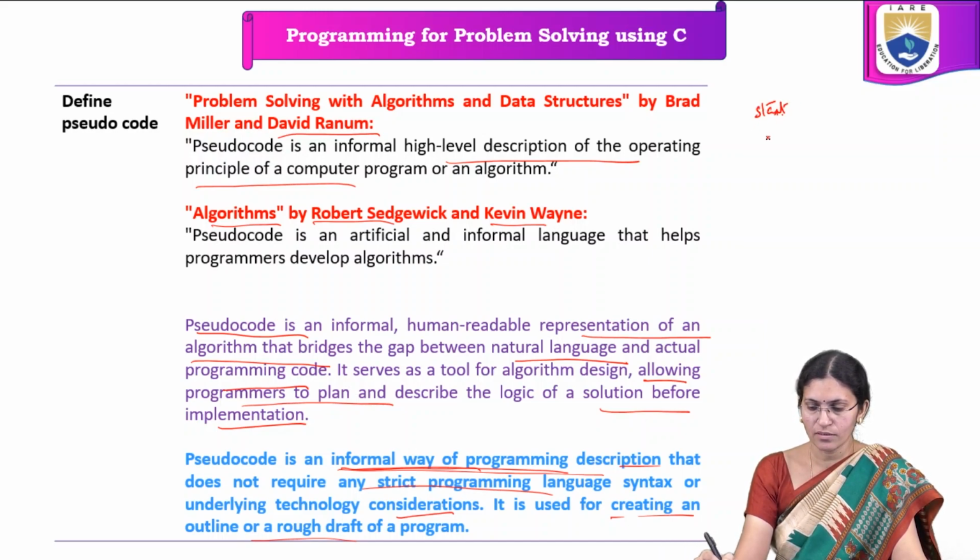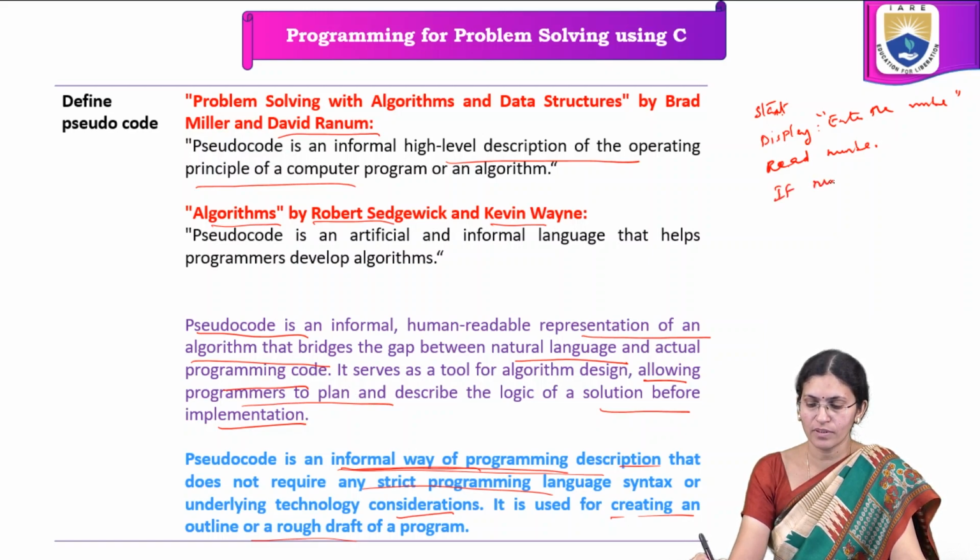Then after that, display, enter the number. After this, you need to read the number. Then after that, you have to check the condition if the number is even or odd. Then inside the if condition, if this number mod 2 is equal to 0, then you have to display even.